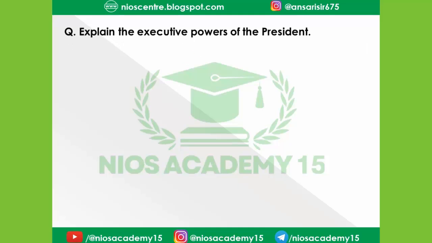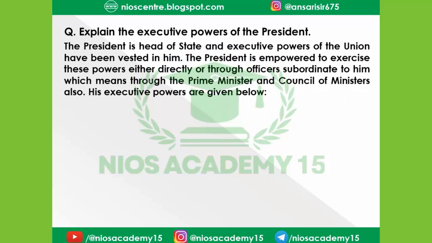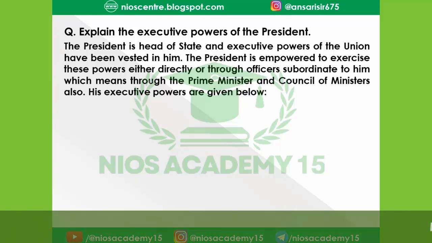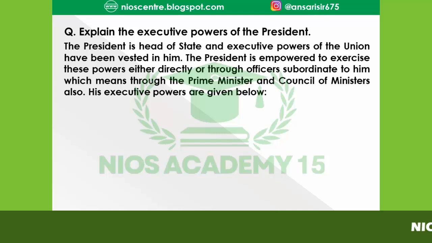Explain the executive powers of the President. And the answer is, the President is head of the state and executive powers of the Union have been vested in him. The President is empowered to exercise these powers either directly or through officers subordinate to him, which means through the Prime Minister and Council of Ministers also. His executive powers are given below.